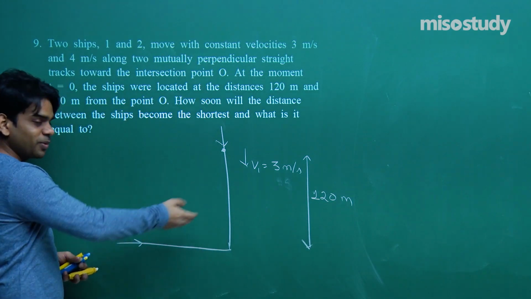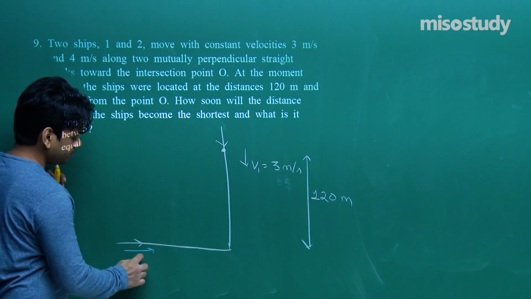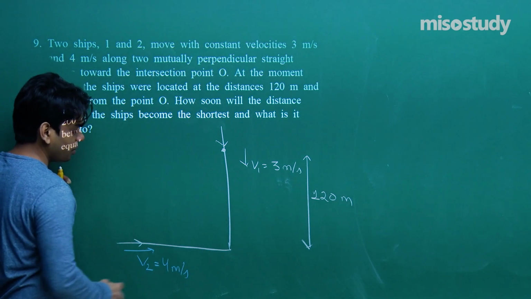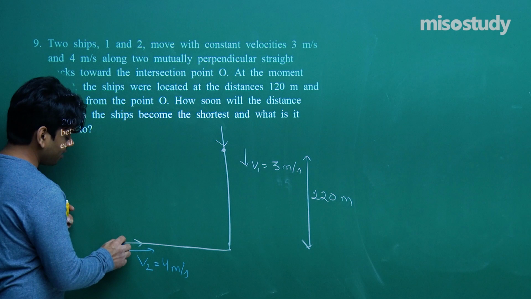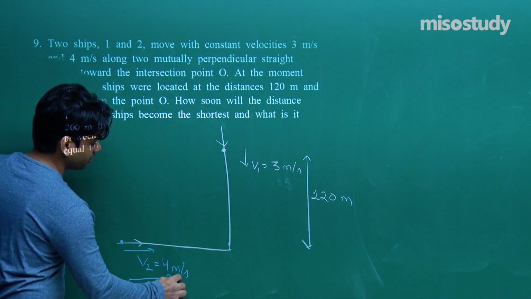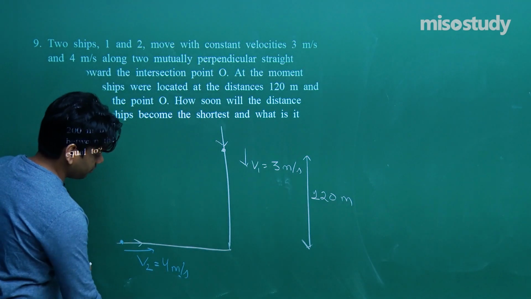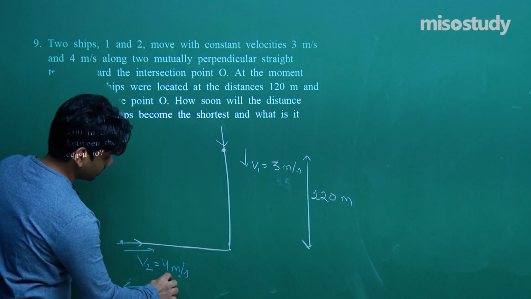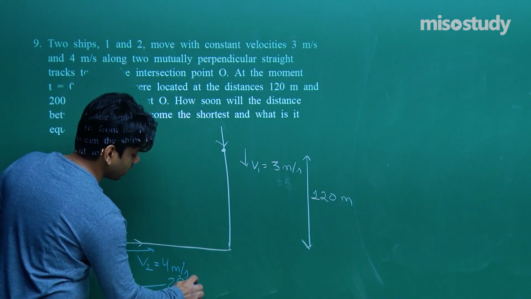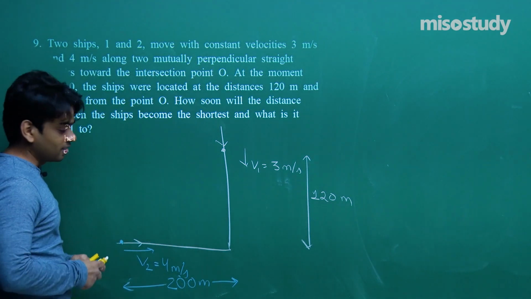Now one more ship is moving towards the right hand, towards the common corner with a speed 4 meter per second, and initially it's lying here. Let me show that this distance is 200 meter. Let me show you very clearly without any confusion. I hope that you can see clearly till this end. So this is 200 meter.